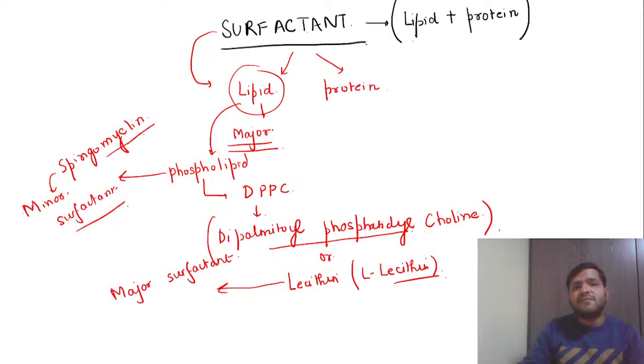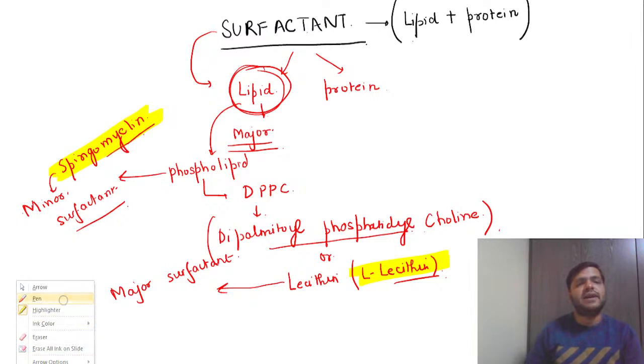So the surfactant is the lipid component, and which lipids are participating? It is lecithin and sphingomyelin.